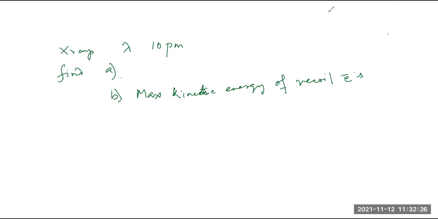What is the answer? Am I audible? Yes, sir. 10 picometer implies 10 to the power of minus 12 meter. So lambda is given. You have to find out the modified wavelength. So what is lambda prime? Lambda prime should be... lambda is h by m naught c into (1 minus cos phi).